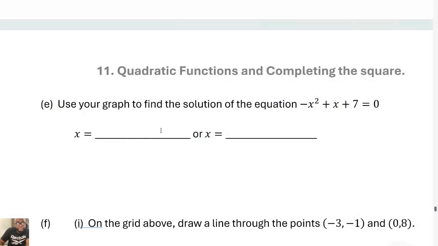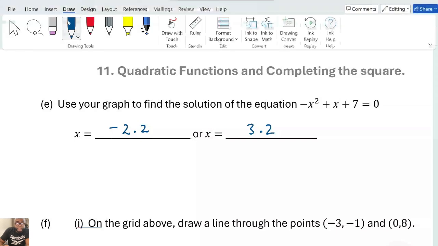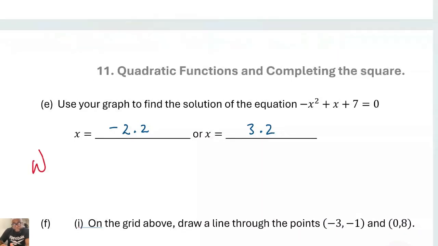So I'm going to write that in underneath here. It'll be negative 2.2 and 3.2. That's the two values of x, or the solution of the quadratic equation. So I want to write that here.